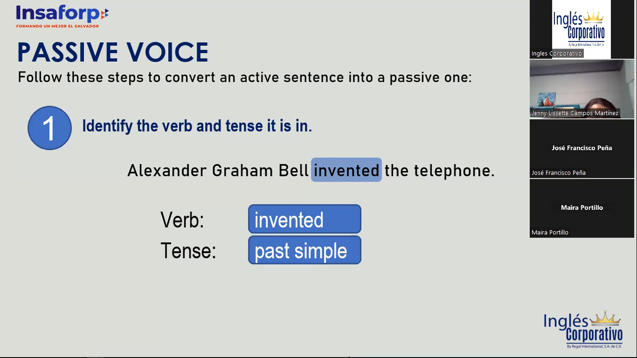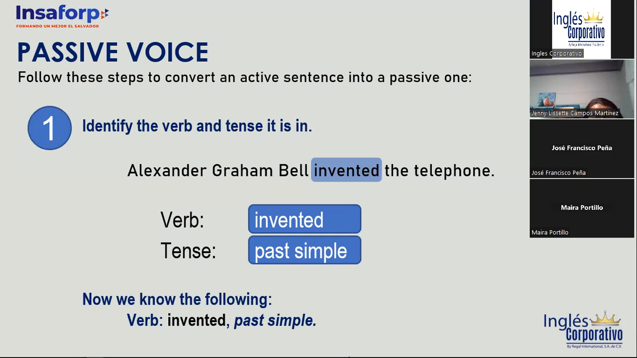Okay? Now we know the following. We know the verb is invented, and we also know that it's in the past simple. So we have applied the first step. Ya aplicamos el paso uno, que es identify the verb and the tense it is in. Okay? So now that we know the verb and that it is in simple past, what else do I need to know?